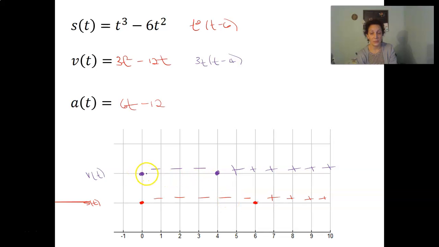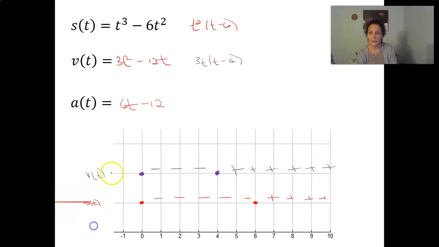It starts at 0, moves to the left for a while. That's why it has negative position. At 4, it turns around and starts moving to the right. It takes from 4 to 6 for it to get back to its original position, and then it keeps on trucking and moving to the right, and its position is positive. So we already, just with velocity and position, have a little bit of a story to tell about this object.